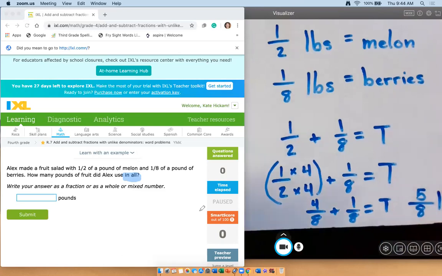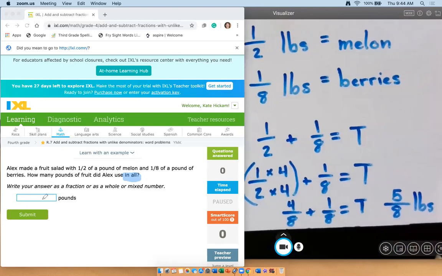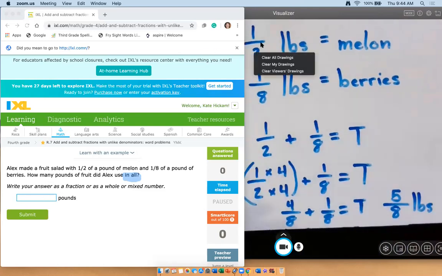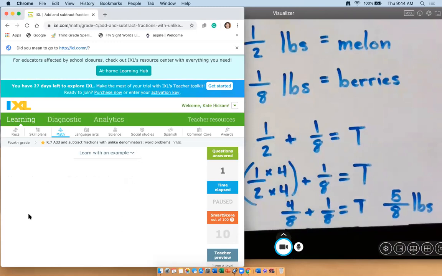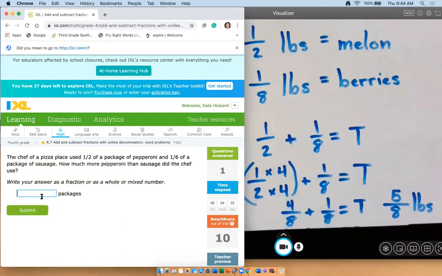Now, I'm going to write that answer in here. So I come over and I do 5, and then I do the slash that's on the same key as the question mark, 5/8, because my numerator is 5 and my denominator is 8. So I do 5/8. I hit submit. Now we're going to do the next problem together.